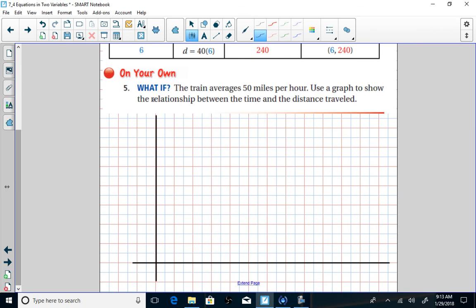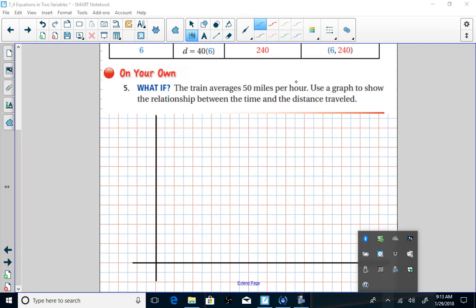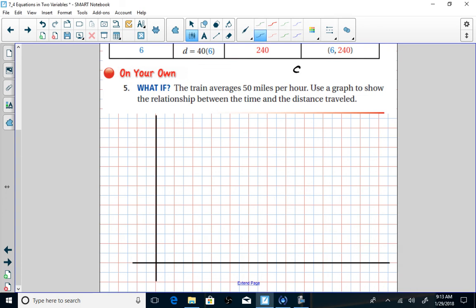It says, on your own, the train averages 50 miles per hour. Use a graph to show the relationship between the time and the distance traveled. The train averages 50 miles every hour. So the distance is equal to R times T. Okay, and the rate is 50 miles per hour. So the distance is equal to 50 times T. That would be the equation we would use there.